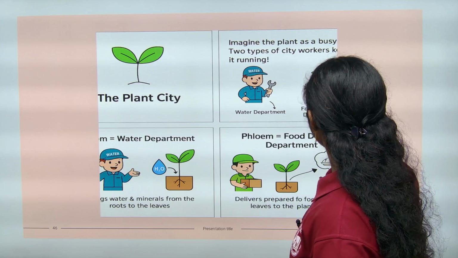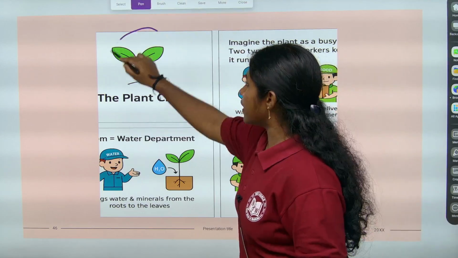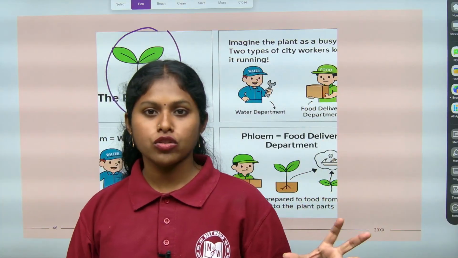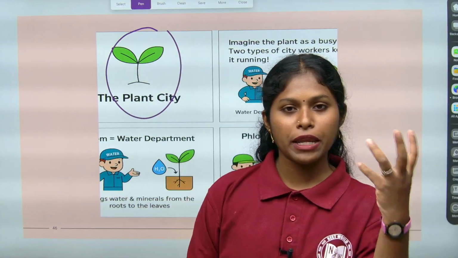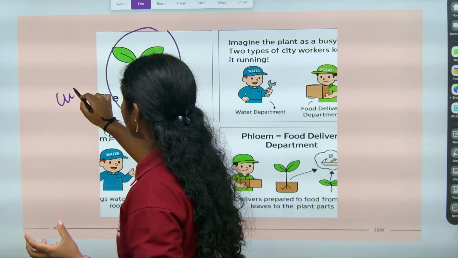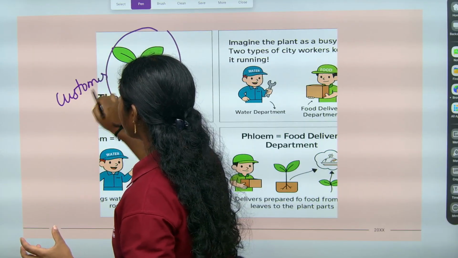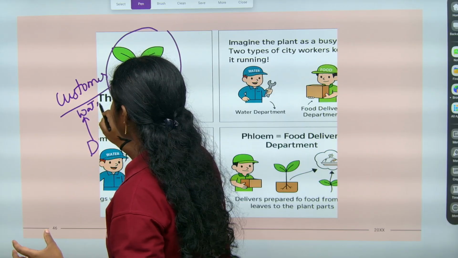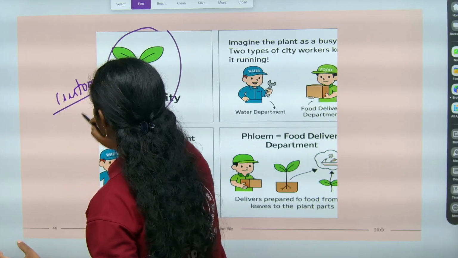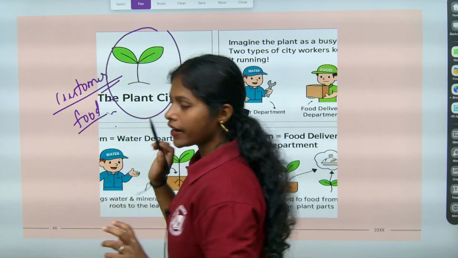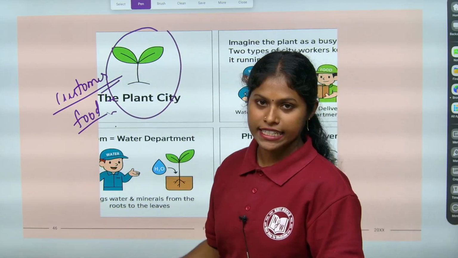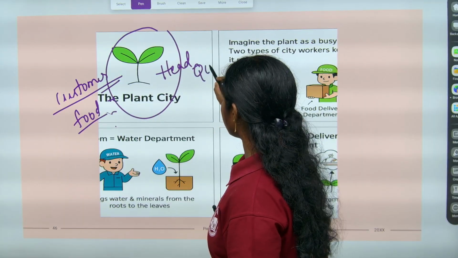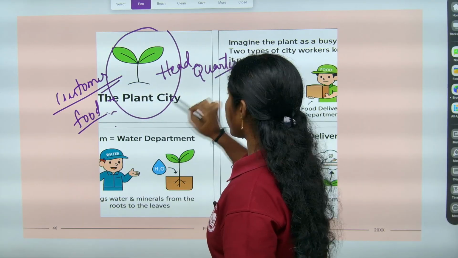So, for this plant, if you are in a hurry and you ordered food, someone delivers it to you, right. You are the main person, you are the customer there, right. The delivery boy is giving you the food, delivering the food, right. Here also, if you consider the plant as a busy city, think of it as a headquarters, right.